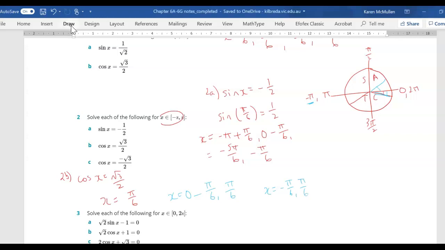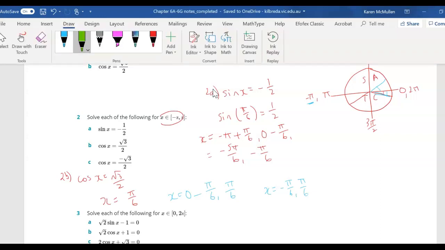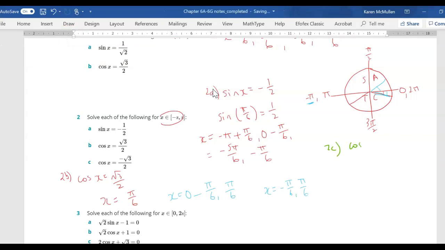All right, I'm going to change color so we can differentiate between our 3 questions. So let's do 2c over here. So we've got cos x equals negative root 3 on 2. So I know that pi on 6 is my general solution, but I want it to be negative. Okay, so we've got to say, well, where is cos negative? So cos is negative here and here in the 2nd and the 3rd quadrant. So our first solution, if we're starting, remember, going from negative pi to pi, we're starting at negative pi. Our first solution is going to be negative pi plus pi on 6.